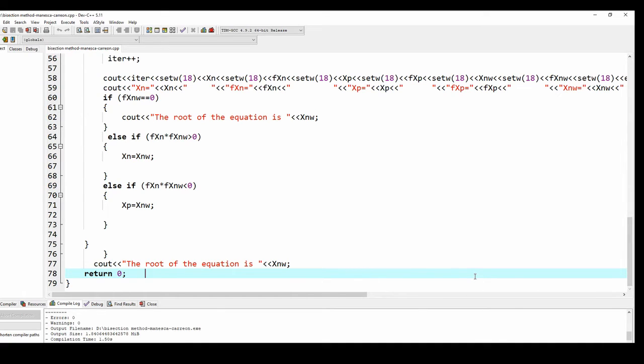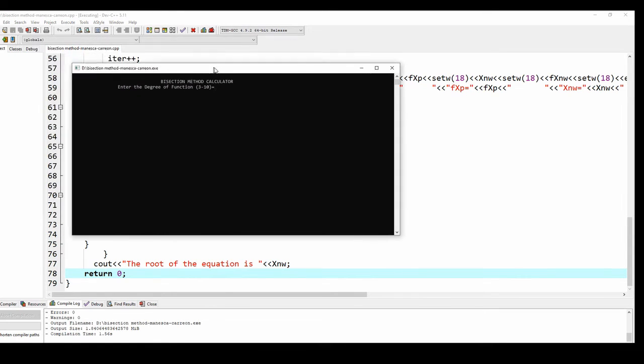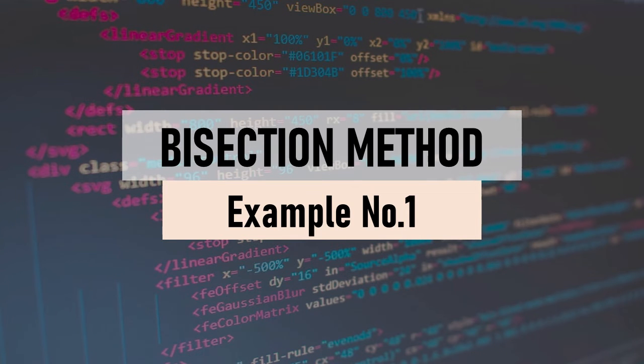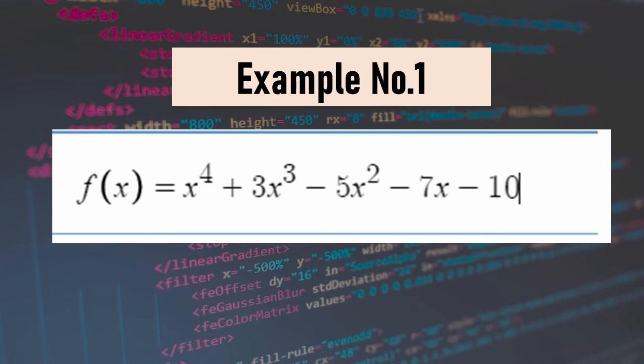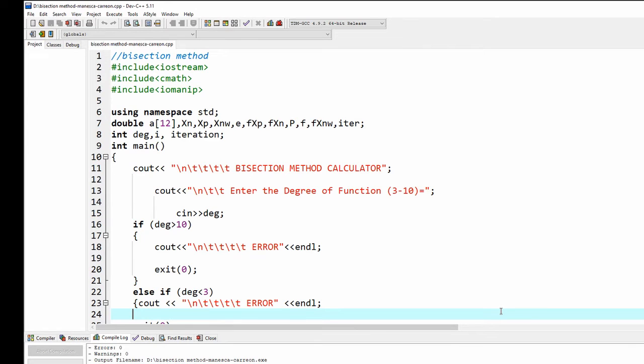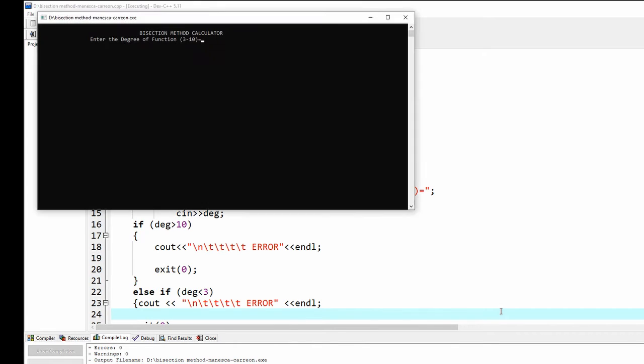Let's try to compile the codes. As you can see, there is no error in the codes, so we can run the program now. To test the program, let's do some examples. For the first example, let's try to solve for the root of this equation. This equation was solved manually before. Let's see if we will arrive at the same answer.